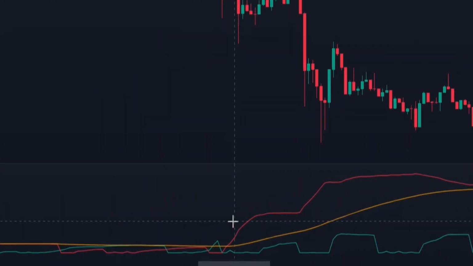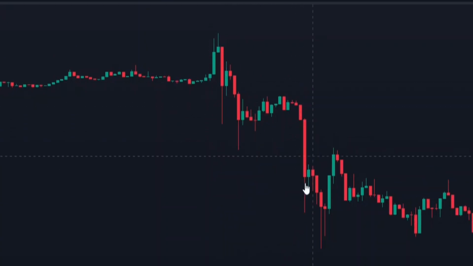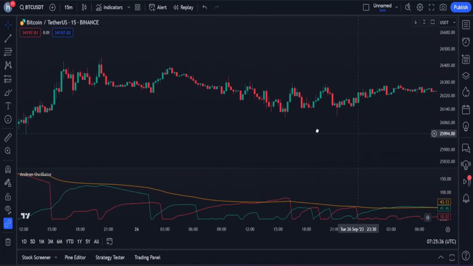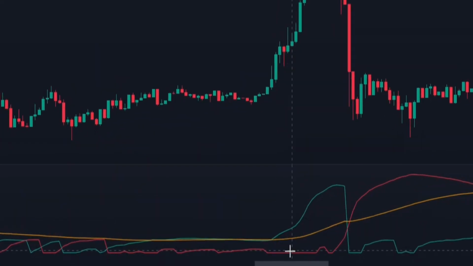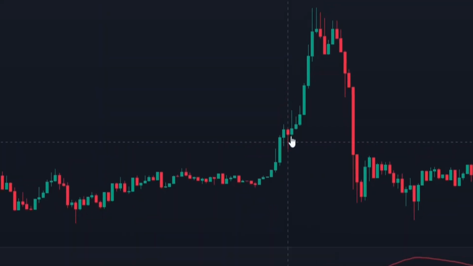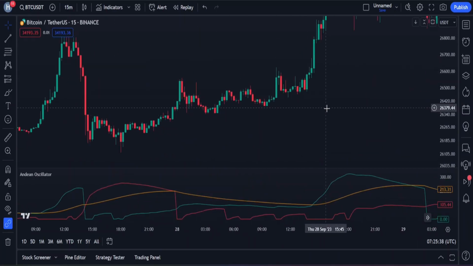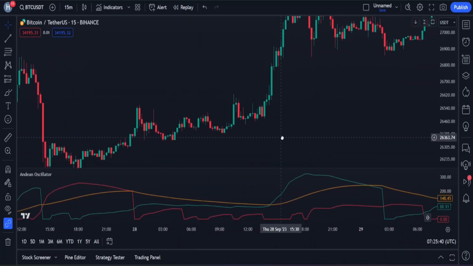When there is bearish momentum in the market and the green line is at 0, this shows an extremely strong sell trend. The opposite is also true. If we are experiencing bullish momentum in the market and the red line is at 0, this indicates a strong buy trend. Now, let's understand how the indicator can be used to find buy or sell signals.